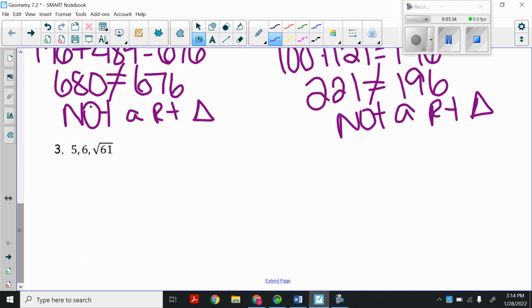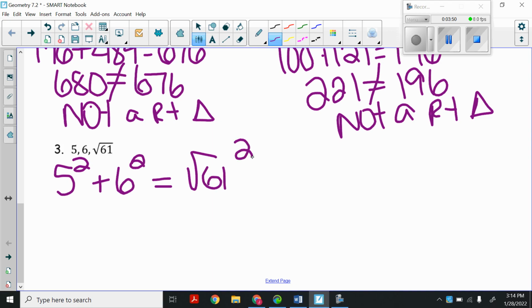All right, my last one. 5 plus 6 greater than the square root of 61? Yes, so I could make a triangle. The square root of 61 would be the bigger side, so 5 squared plus 6 squared, is that equal to the square root of 61 squared?